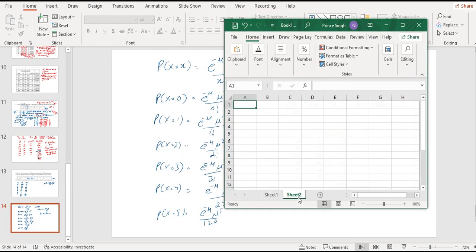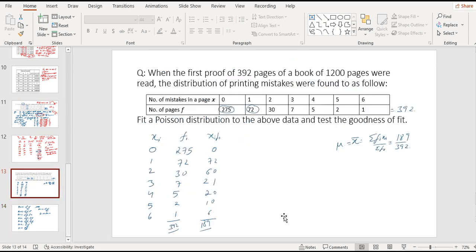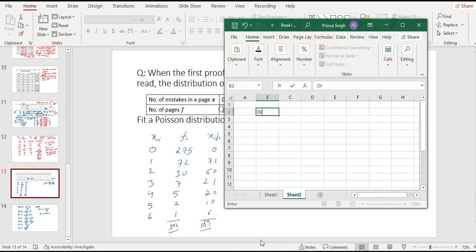Let us consider a new file here. So I'm entering the observed frequency first. The observed frequency is given in the data as 275, and 72, then 30, then 7, then 5, then 2, then 1. And now we need to calculate the expected frequency.